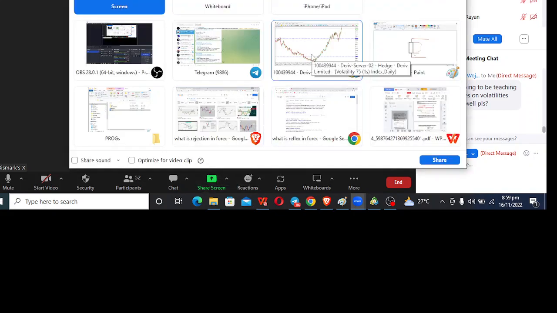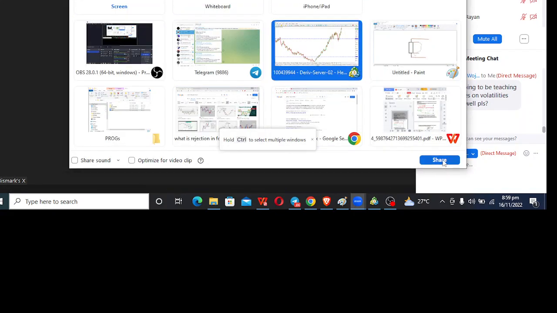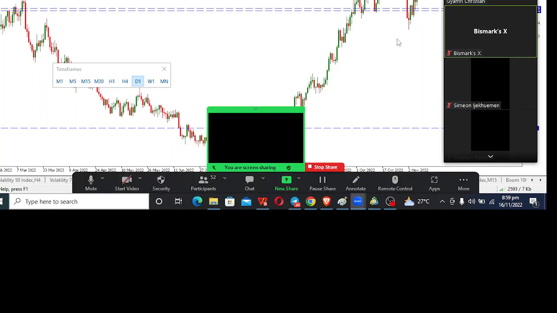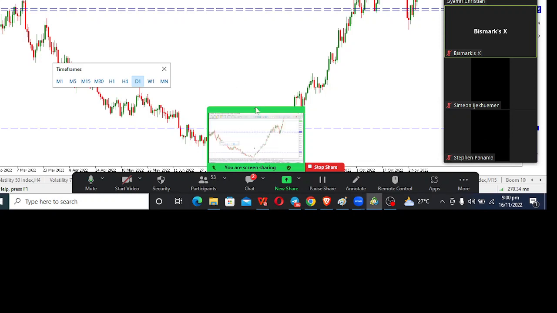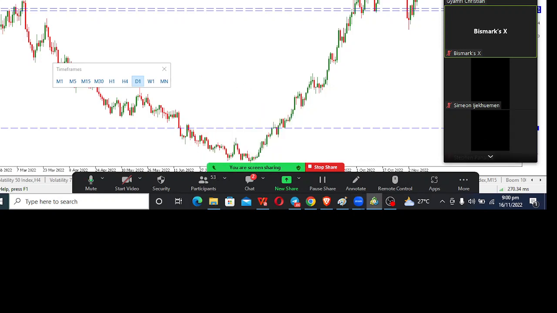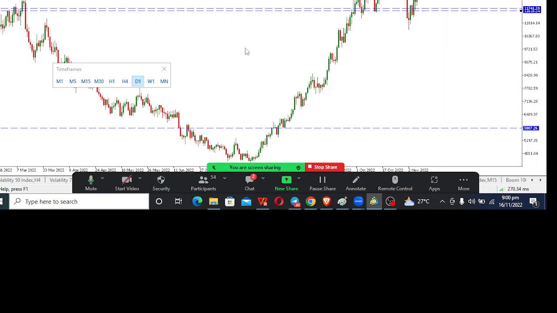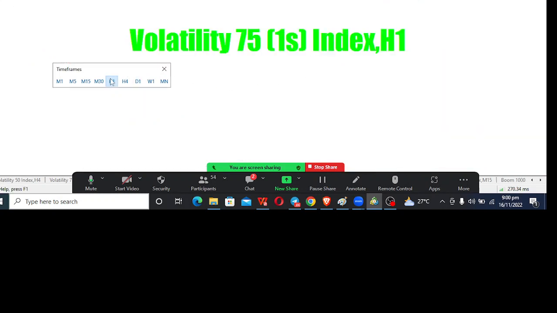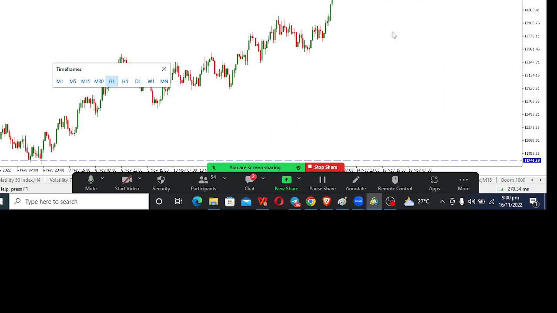Where's Meta? So as you can see, this is how my chart always looks. It's very clean. Indicators do work, but I don't know how to trade with indicators. So my chart is always clean. So somebody was asking about the profits.